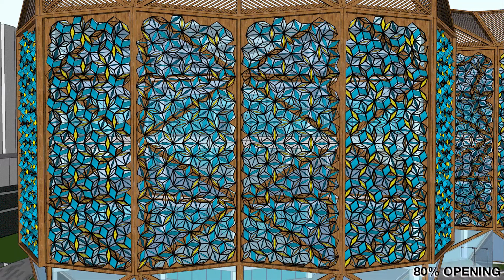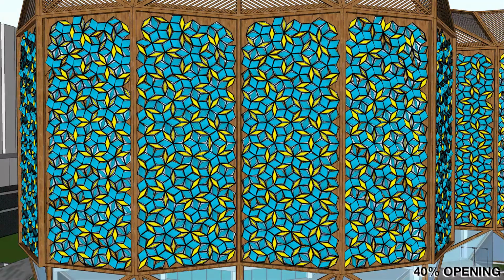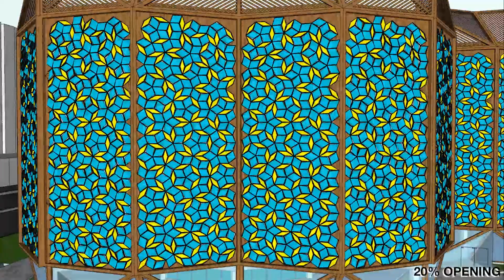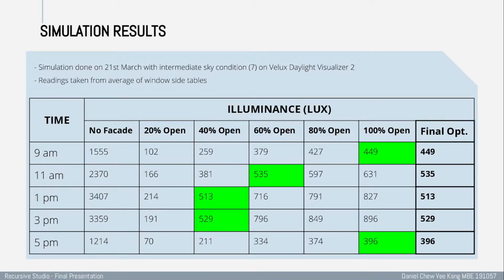The simulations were done on different facade opening percentages, ranging from 0 to 100%. The simulation was done on the 21st of March with intermediate sky conditions using VLux Daylight Visualizer 2. The readings were taken from the average of the window side tables.